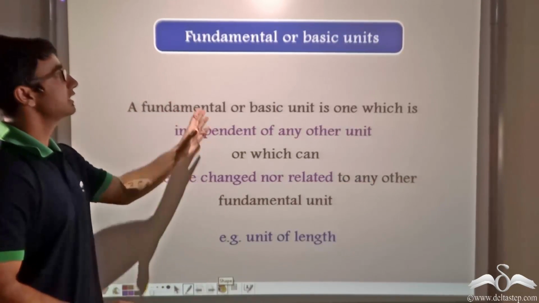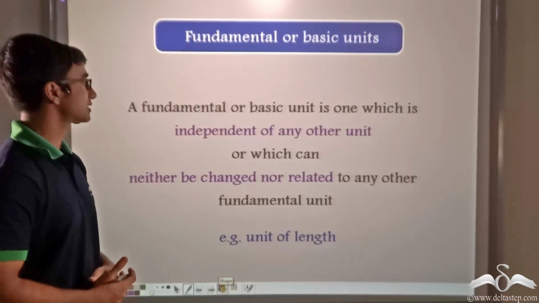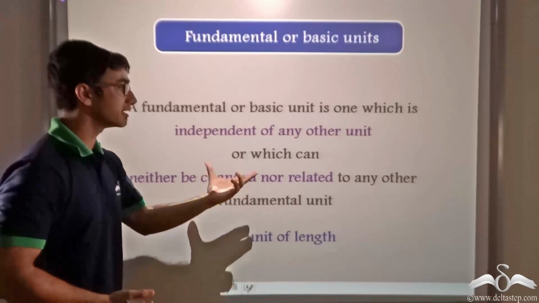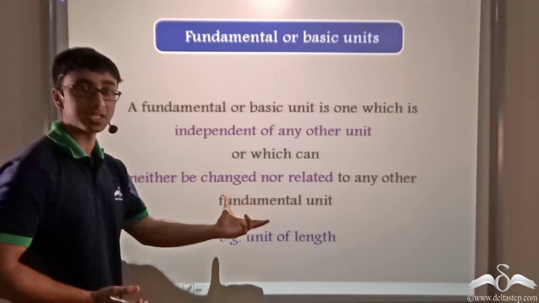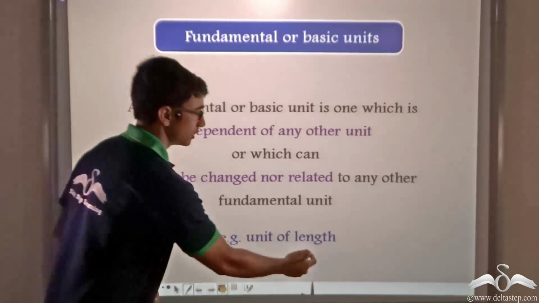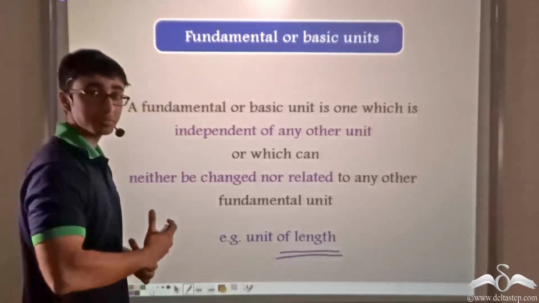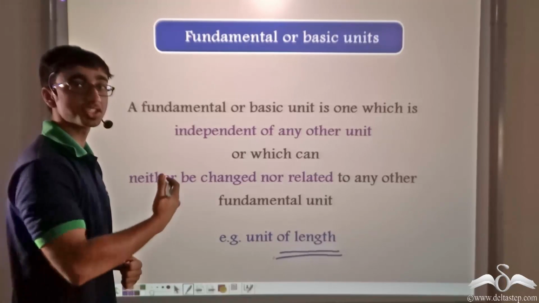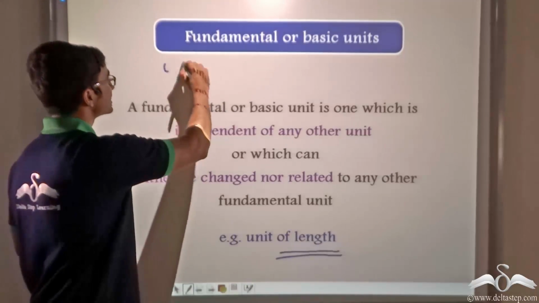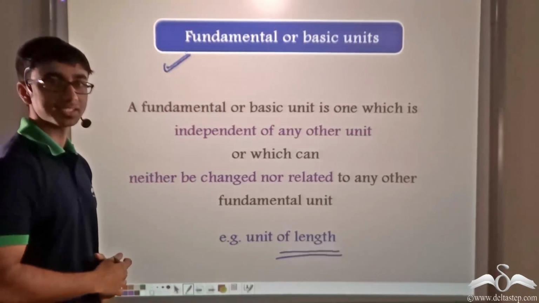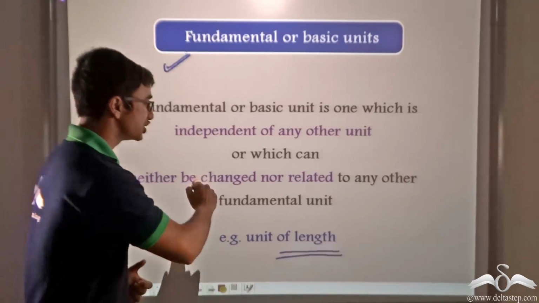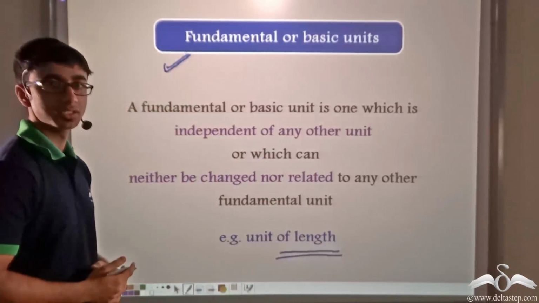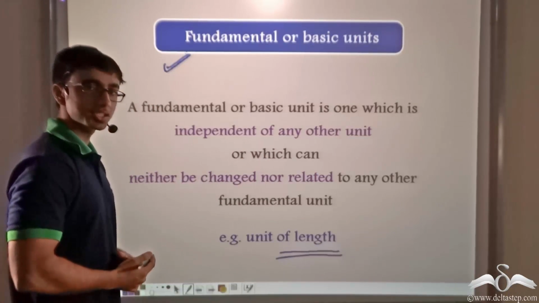Thus, we classify fundamental or basic units as those units which can neither be changed nor be related to any other fundamental unit. So, the unit of length is a fundamental unit. There are various other fundamental units which we shall soon see. So, the basic criterion of a fundamental unit is that it cannot be changed into or related to any other fundamental unit. So, what are the other fundamental units?